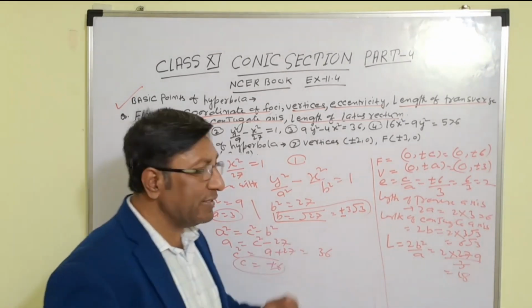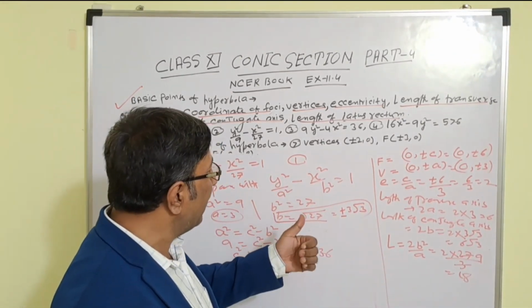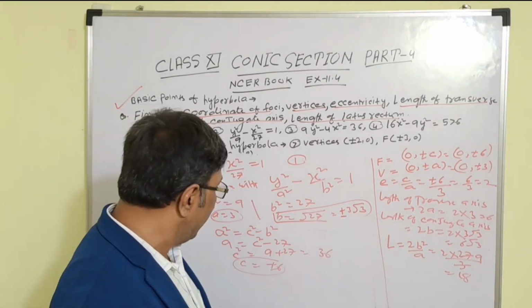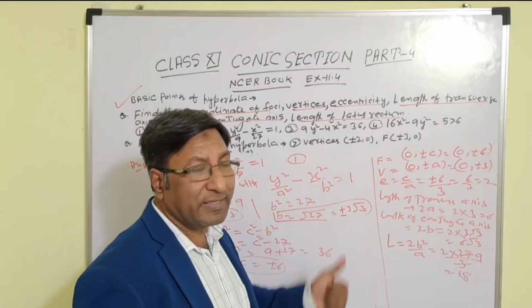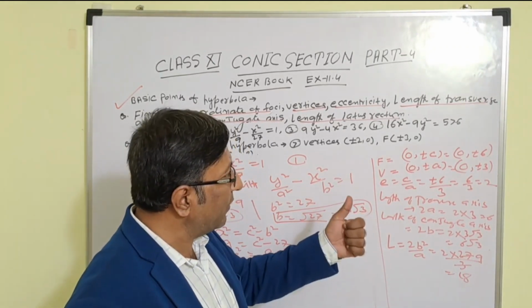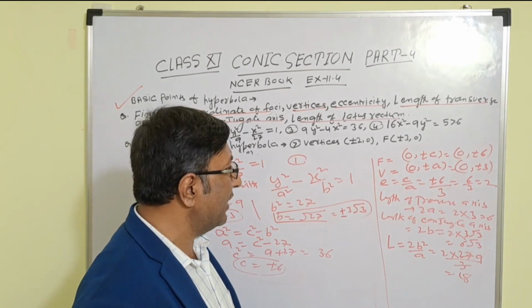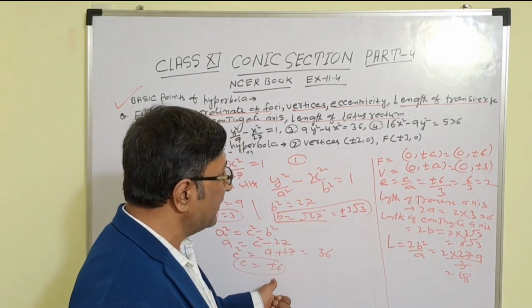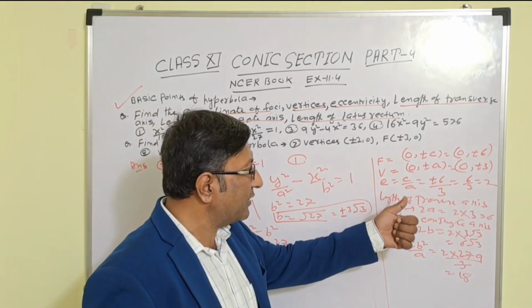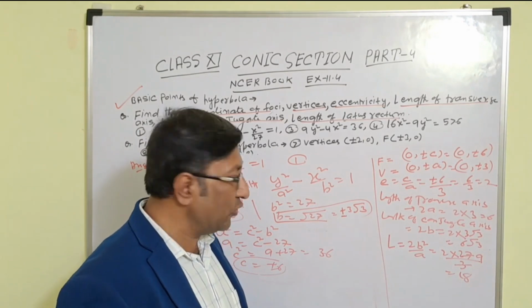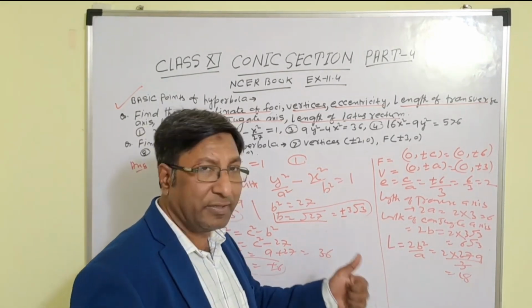Now you can find the coordinates of the foci easily. They are on the y-axis, so x is 0, and the foci are (0, ±c), so (0, ±6). The vertices are again on the y-axis, so the x coordinate is 0, and they are (0, ±3). Eccentricity is c by a, so ±6 by 3, that is 6 by 3, which is 2.